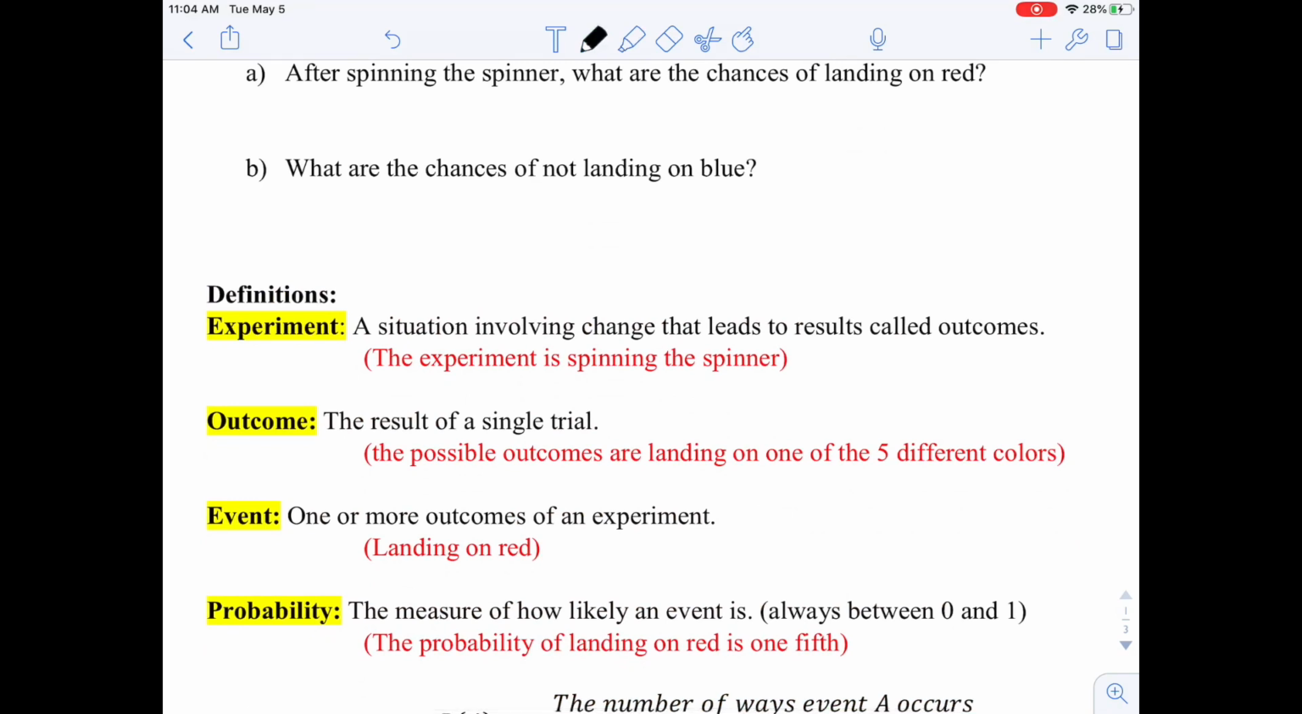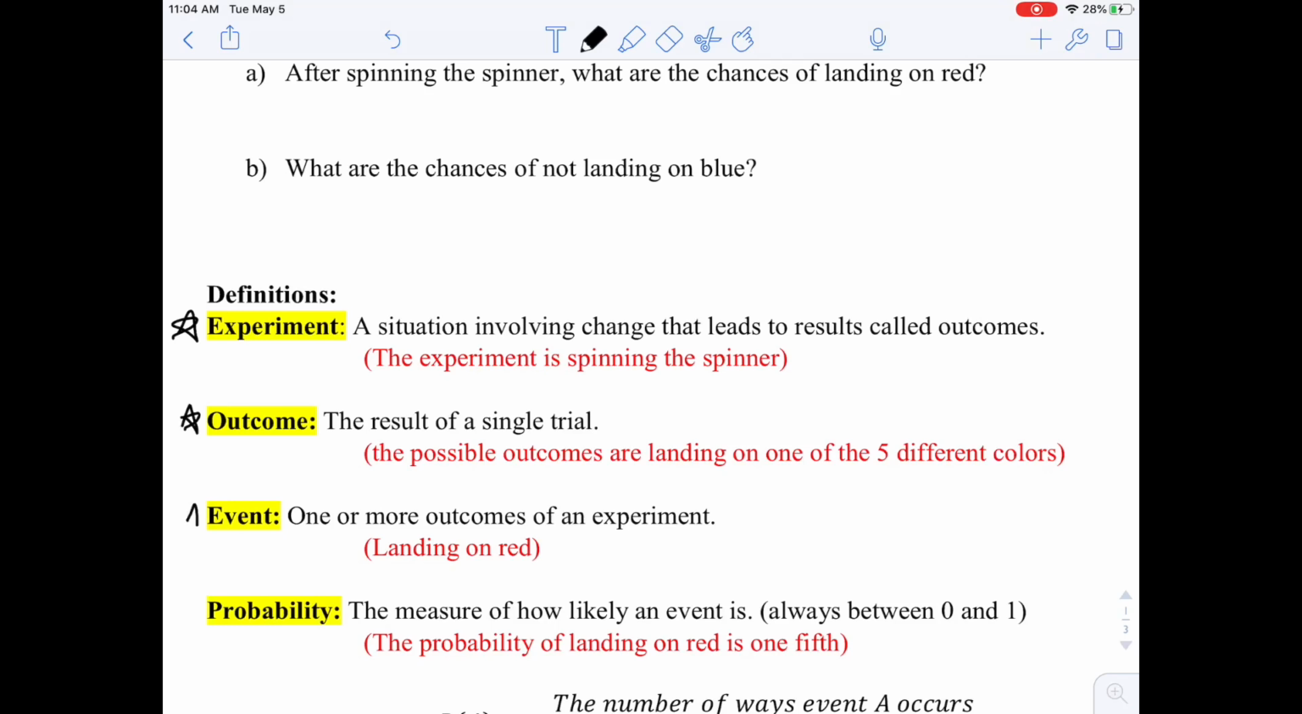So the first definition is an experiment. An experiment is a situation involving change that leads to results called outcomes. Okay, so we're going to do an experiment, something's going to happen, and then we're going to end up with an outcome. The experiment is spinning the spinner in this case. We have our outcomes, and that's just the result of one trial. In this experiment, I have 5 different outcomes. I have the 5 different colors.